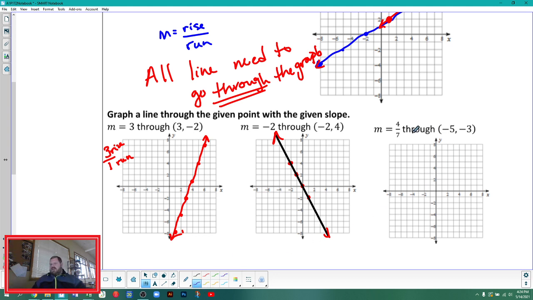Okay, and then our next one I have goes through the point -5, -3, and it has a slope of up 4 and over 7. That's going to bring us to right there.